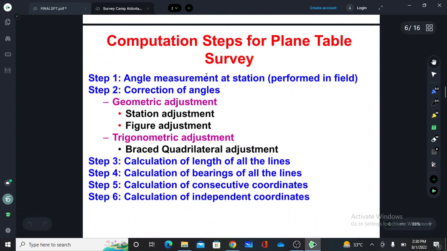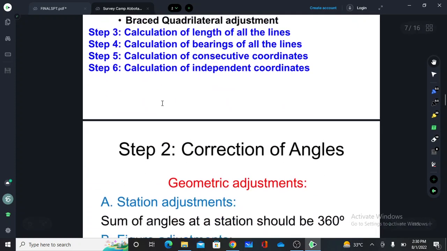So the first step is angle measurement at station, which you have already performed in your horizontal angle measurement jobs, and then we apply correction of angles. The correction of angles is applied in 2 steps. First one is called geometric adjustment, that involves station adjustment and figure adjustment, and then comes the trigonometric adjustment, which involves only brace quadrilateral adjustment. Then we find out lengths of the line, bearing of the line, then we find out consecutive coordinate and independent coordinate.